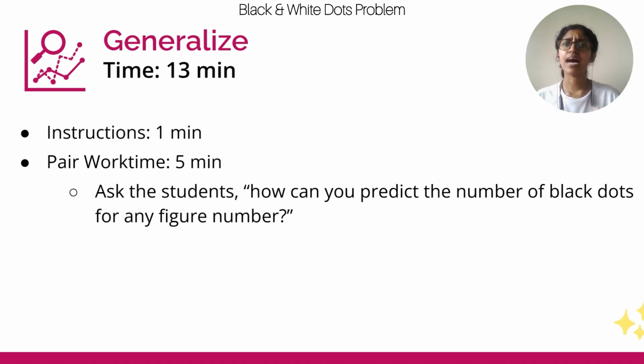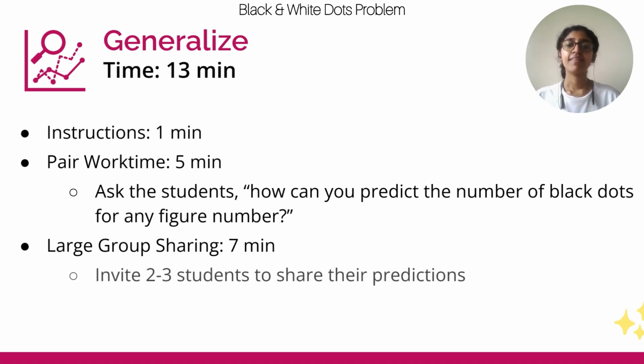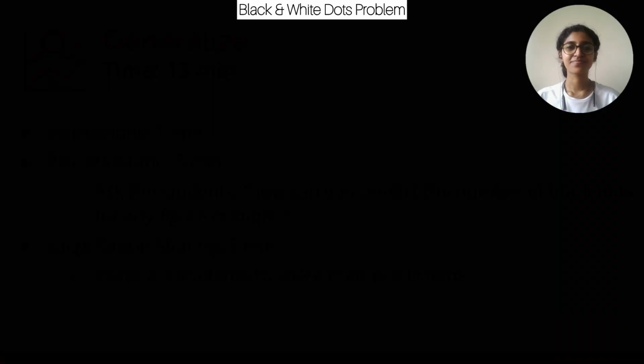So here we can ask the students to predict the number of black dots here and let them work with the different strategies they have used in the previous section. After that, we do a large group sharing in the next 7 minutes where we ask the students to share the different predictions and also share the strategies which they have used to predict here. Now we are also going to discuss a few strategies our students might come up with. Let's see what they are.